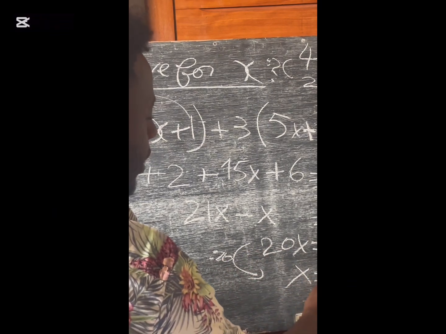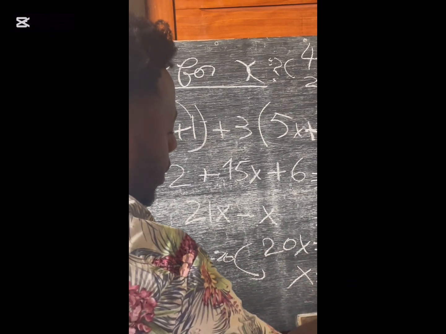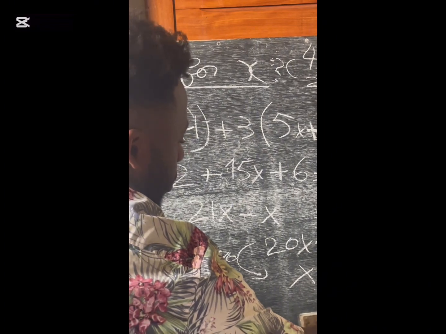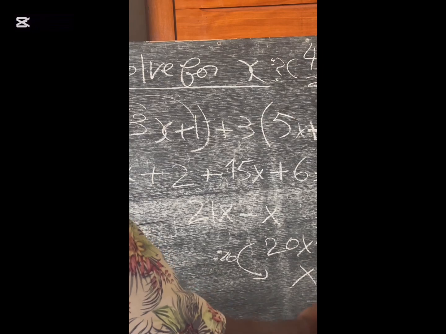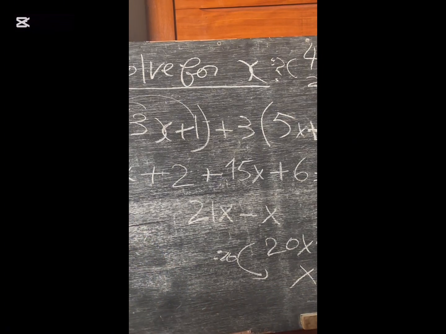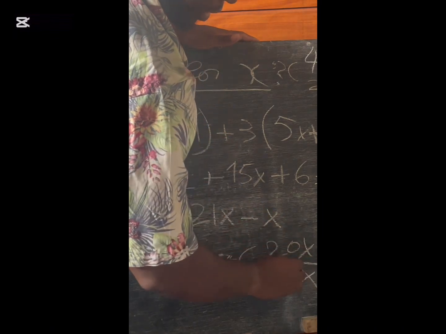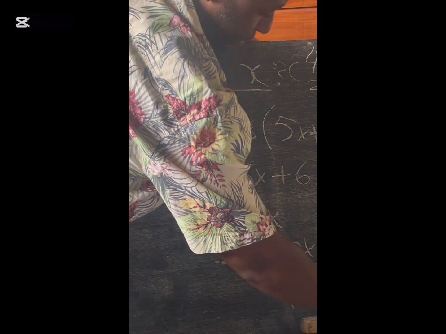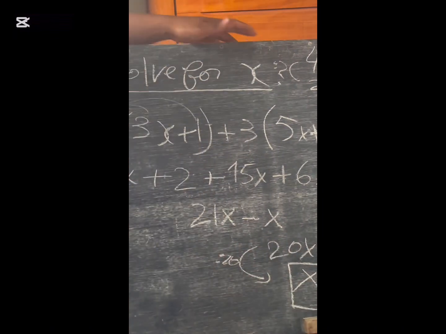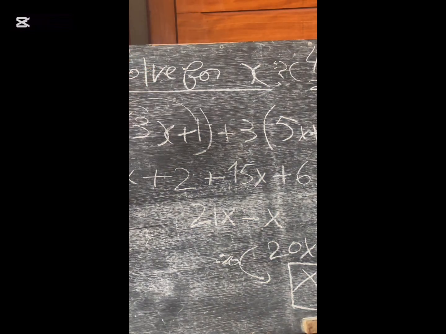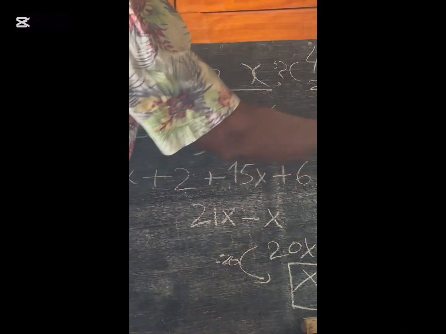And therefore you get minus 9 over 20. And that's basically the answer.